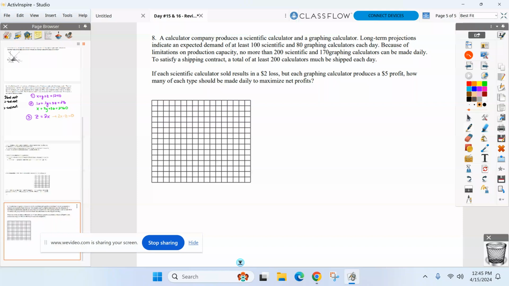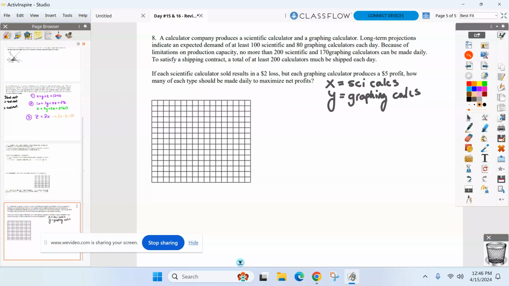We do have to use X and Y for our variables because we are graphing. I can't use S for scientific and G for graphing. I've got to use X and Y, remember, because you are graphing all this. So why don't we let X equal the number of scientific calculators, and Y equal the number of graphing. Make sure you use X and Y on this one.